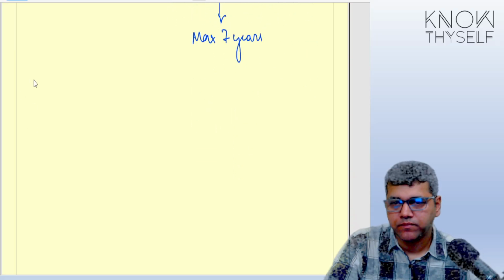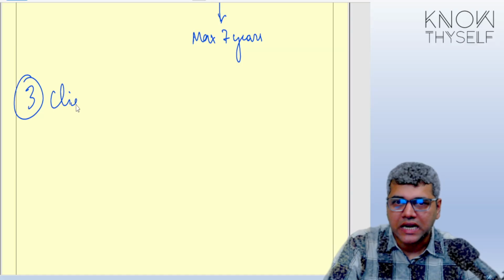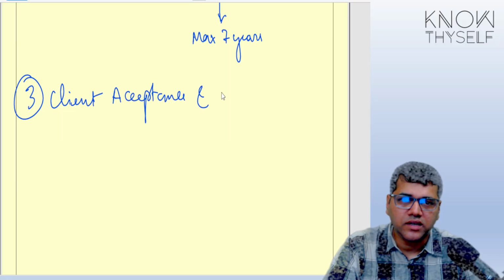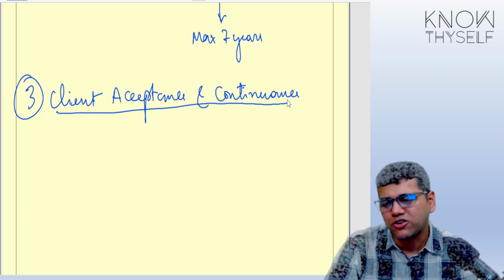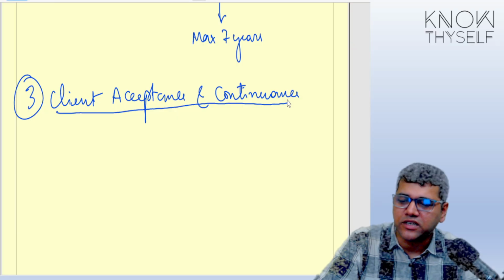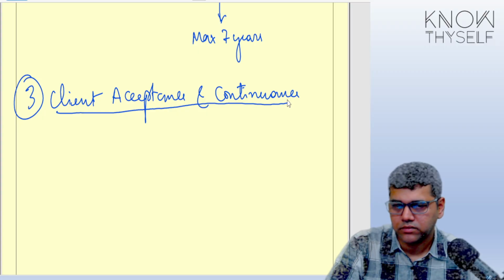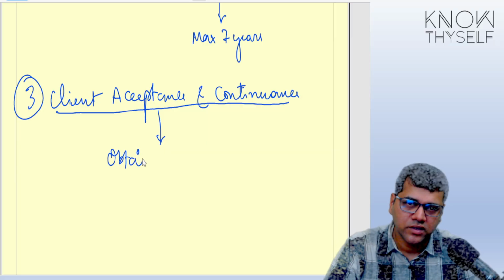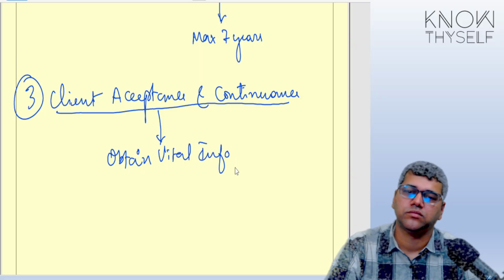The next one, the third element, is client acceptance and continuance. I will call it by the words client acceptance and continuance, because it is a very short phrase. Otherwise I should say, acceptance and continuance of client relationship and specific engagement. So what are you supposed to do? Obtain vital information.